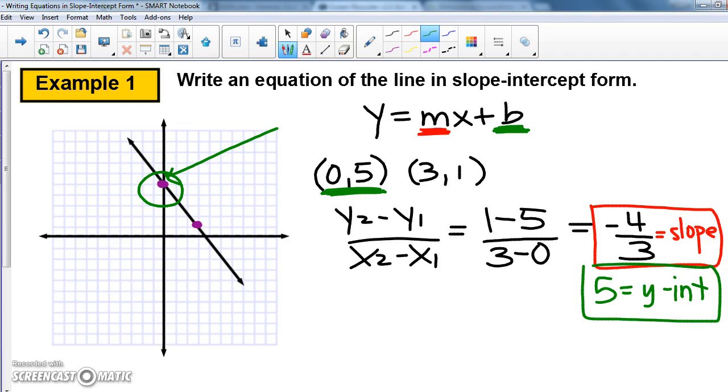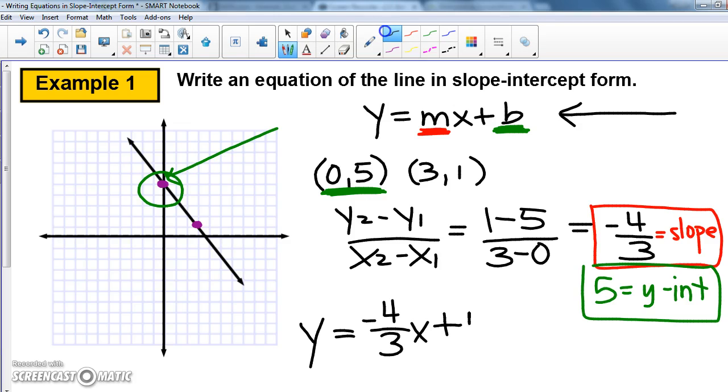And now I'm going to go ahead and write my answer. So my answer is going to look like this, only it's going to have numbers where the m and the b are. So I have y equals my slope, that's m, -4/3 x, and now my b, that's a +5. Okay, so what I did, I found 2 points and I found the slope. Then I looked at the graph and found the y-intercept, and then I popped both into my equation here.